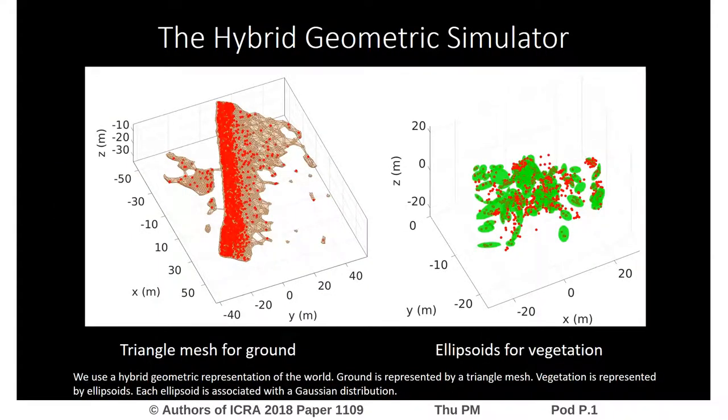We use a hybrid geometric representation of the world. Ground is represented by a triangle mesh. Vegetation is represented by ellipsoids. Each ellipsoid is associated with a Gaussian distribution.